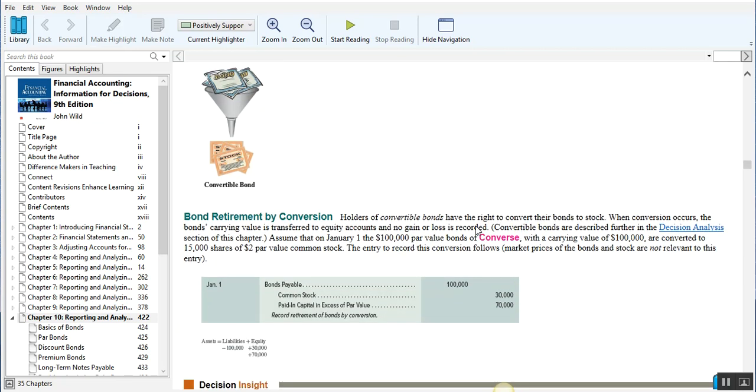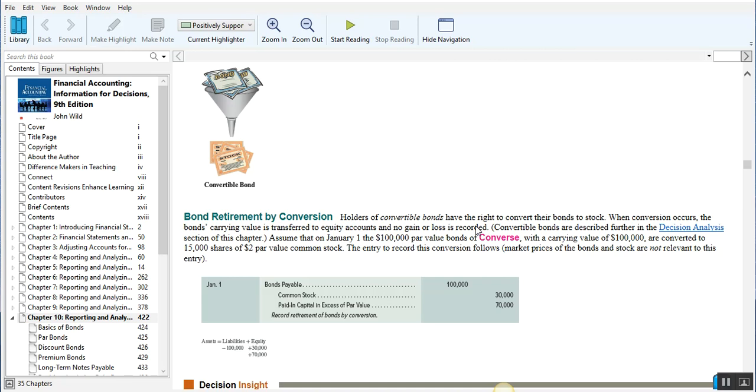So there's another way to retire bonds. Sometimes bonds are convertible, and what that means is when you issue the bonds, bondholders of record have a right to convert their bonds into common stock, usually. What happens when this occurs is you basically transfer the carrying value of the bonds that are converted into common stock.